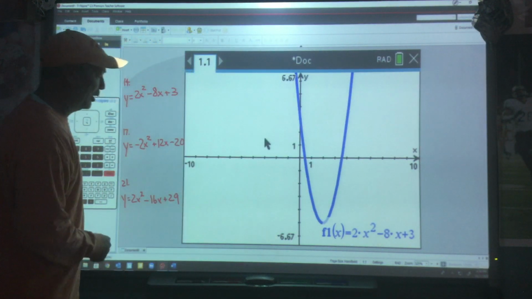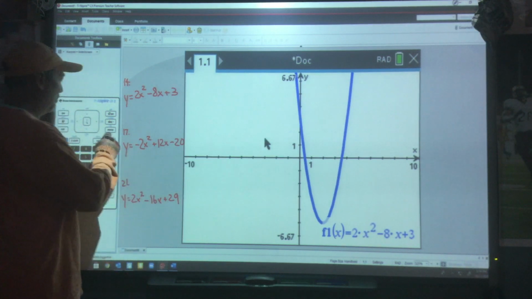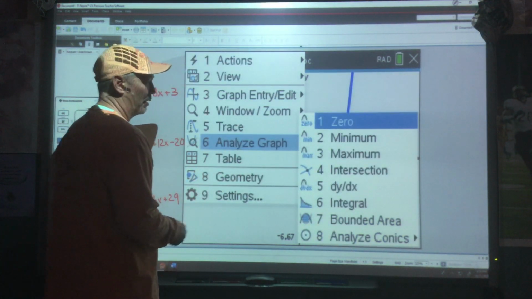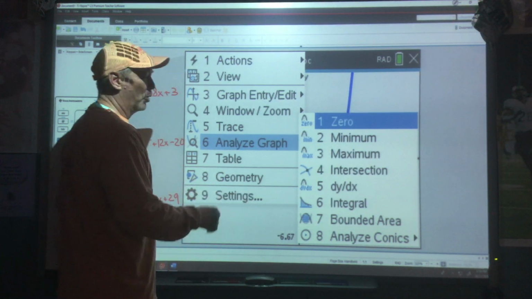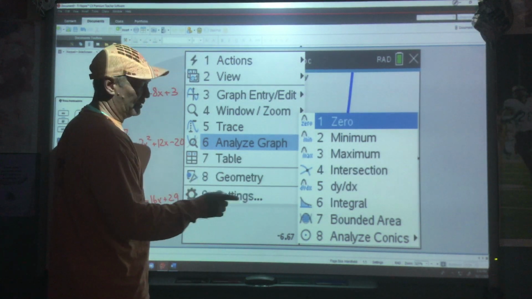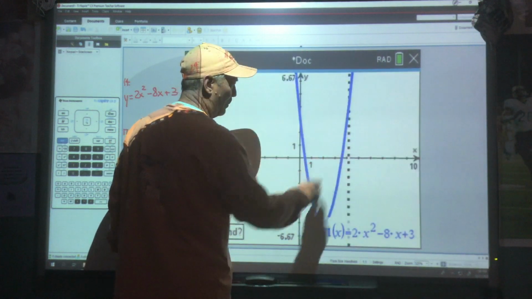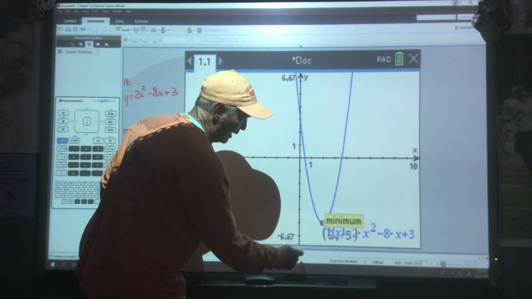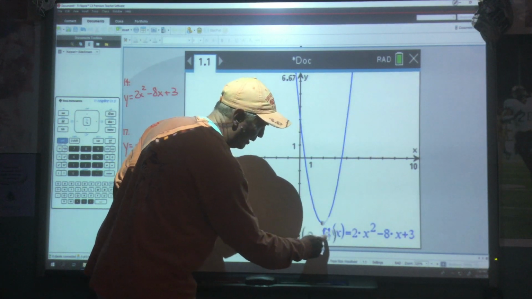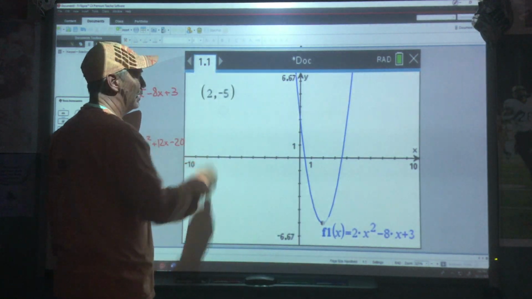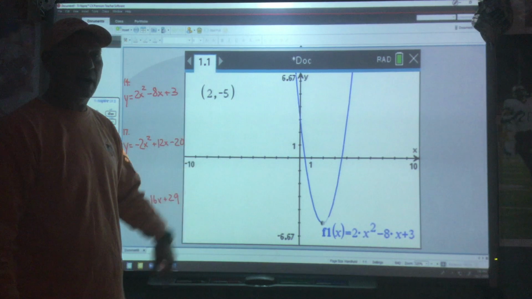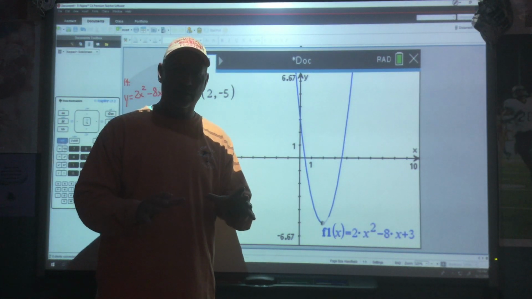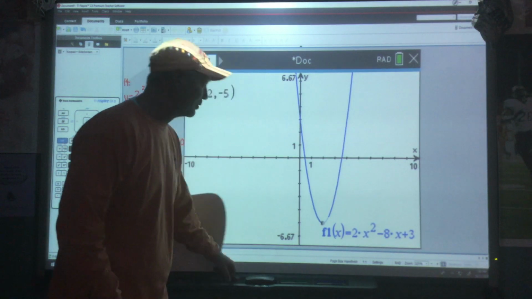Okay? So what we're going to do to speed this up, we're going to say menu, analyze. There's more than one way to do this. We're going to find a minimum, because that's at the very bottom. We're going to go to the left, go to the right, and we're going to find our minimum. And our minimum is going to be 2, -5. Actually, that's not the minimum. That is our vertex. Okay, so we have found the vertex.